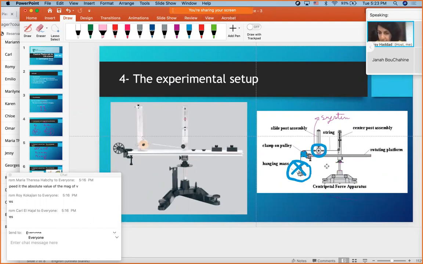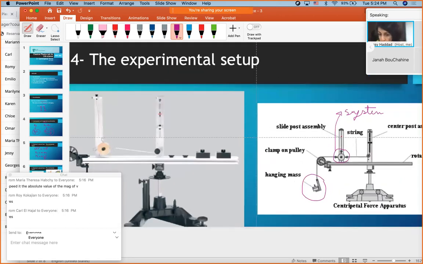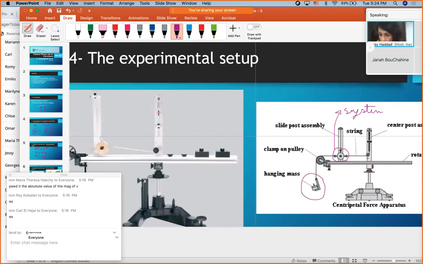Let me explain again. When I put a hanging weight on my system, I will make sure that all the wires are horizontal and vertical. I'm gonna create the perfect alignment by changing the length of the wire and so on. This wire has to be horizontal, this is horizontal, this is vertical. And then I'm gonna remove the hanging weight, remove the pulley and start the rotation.